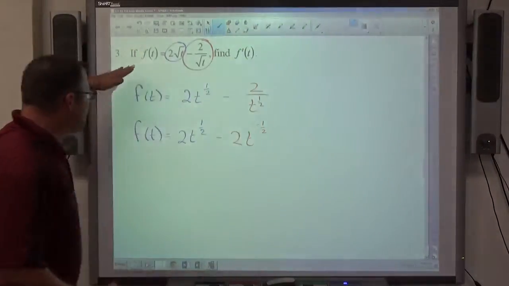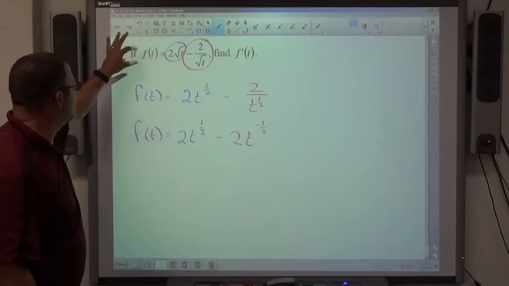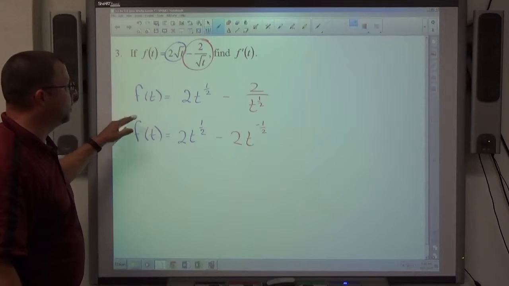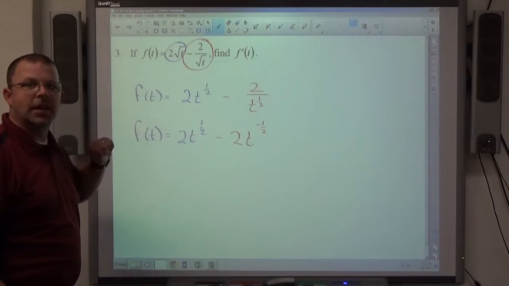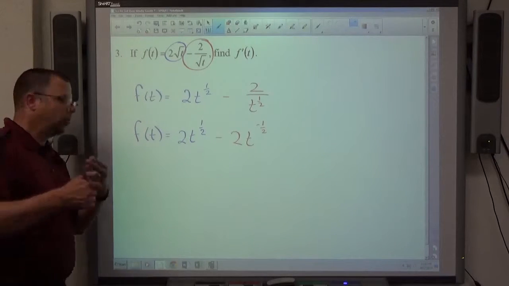At no point in time have I yet done calculus. I've not done a derivative yet. f of t equals, f of t still equals, f of t still equals. I'm performing some algebra to make the calculus easier. I'm about to apply the power rule of calculus. Now I'm going to write a derivative.